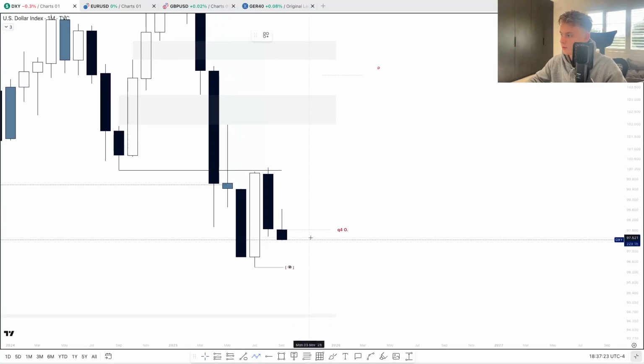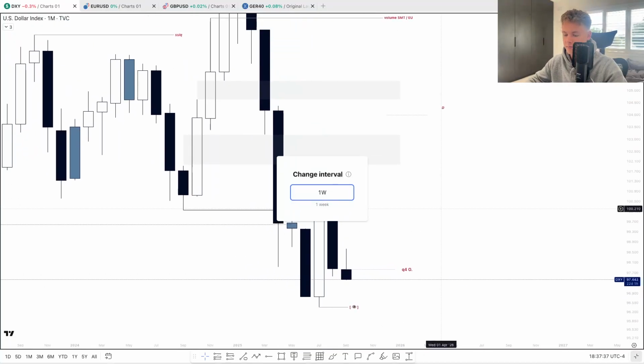So we've opened, we've pushed up higher. So open, pushed up higher, and now we're starting to push lower. And so I am expecting for price to continue pushing lower and run out this week low right here, okay? So that was the monthly analysis.